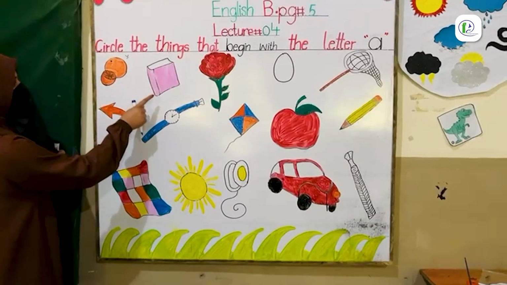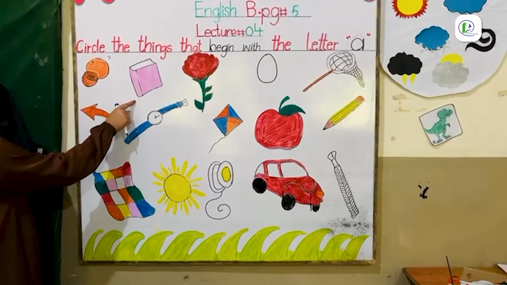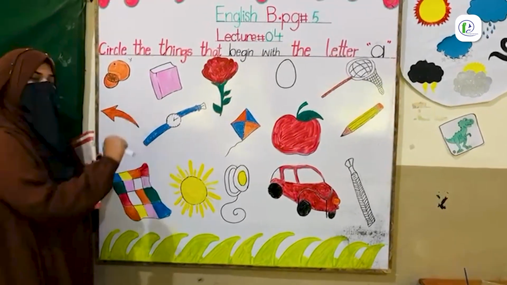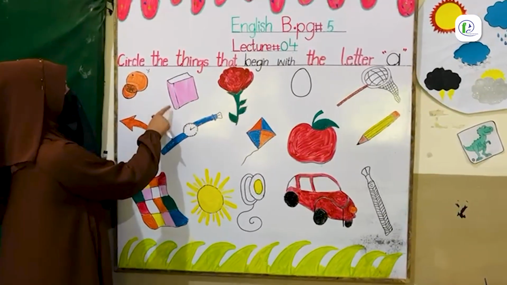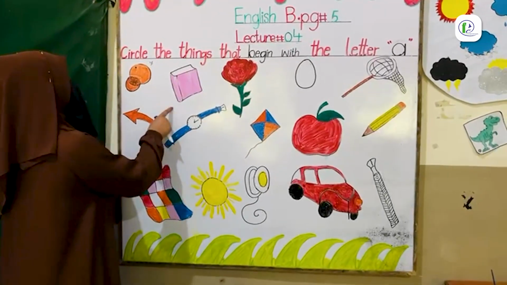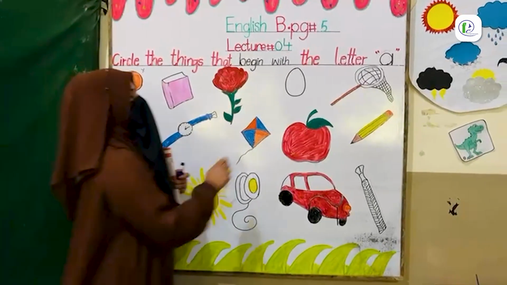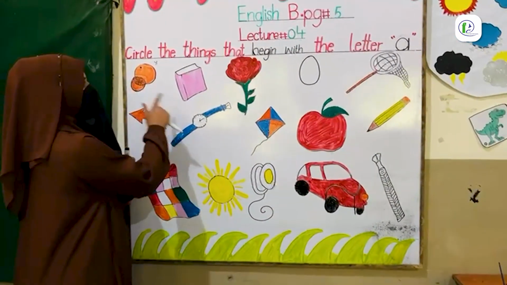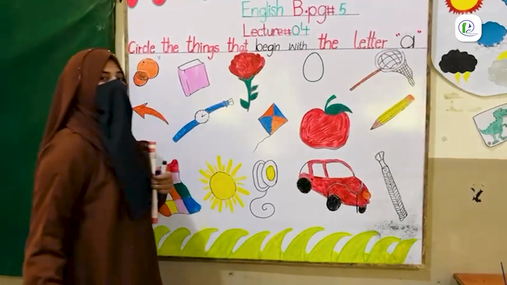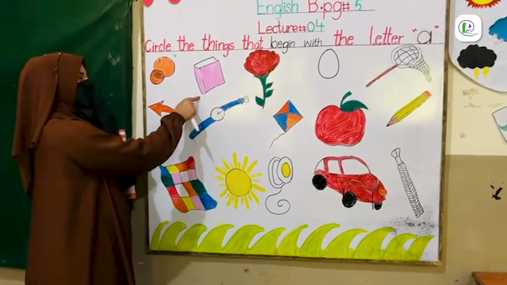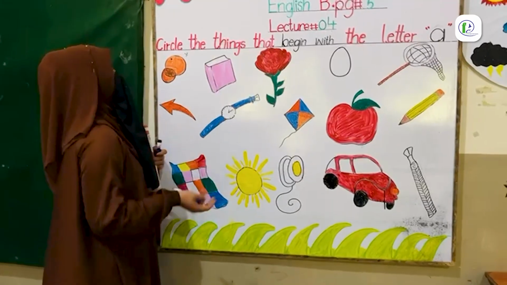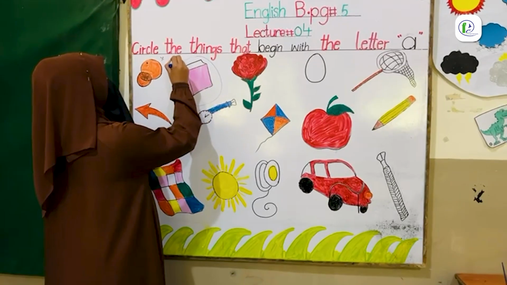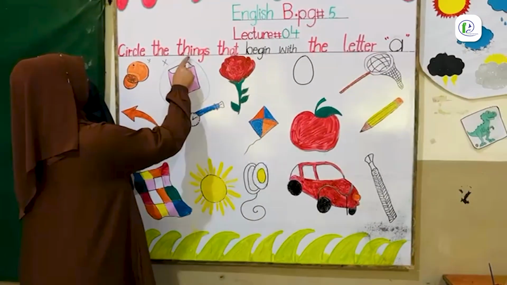Okay, move towards the next picture, the next object. What is it? It is actually a book. We also say that it's a reader. So tell me, does it start with letter A? Think about it. No. Should we circle this? No. If you circle it, then it will be wrong. So don't circle this.